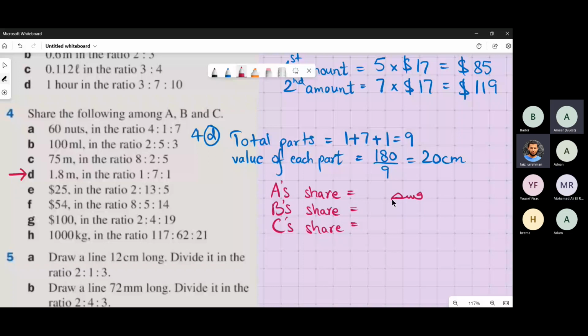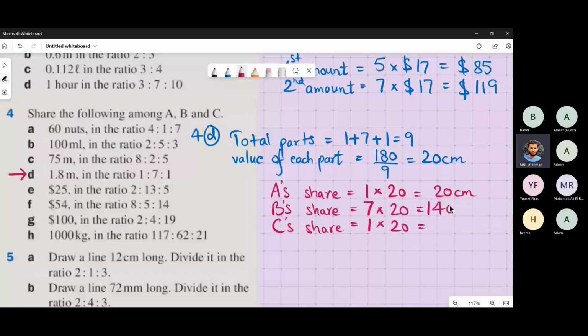What is A's share? You are going to multiply all by the answer you got, by 20. Okay, 140, and 20. 20 here, 20 here, and 20 here. So ultimately, you are getting 20, 140, 20. Add them, you will get 180 centimeter, 140 here, and 20 here.